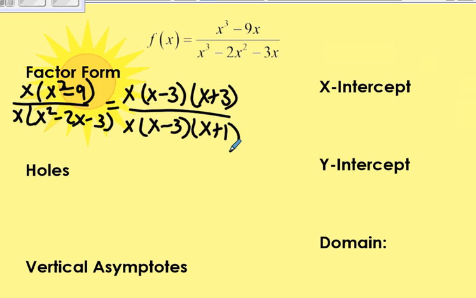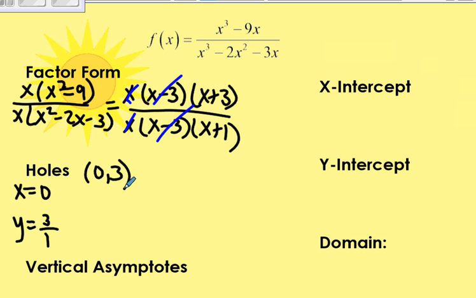Then x in the front, as well as the x minus 3 will both cancel, which means we've got 2 holes. And that leaves us with x plus 3 over x plus 1. So for our hole, we've got 1 that's x equals 0. And then we're going to plug 0 into what's left. So when we plug 0 in, we're going to get 3 in the top and 1 in the bottom. So we've got 1 hole at 0, 3. And if we have a hole at our y-intercept, it means we're not going to have one. So we can already write there's none for our y-intercept because it's a hole. So we don't actually have a value there.